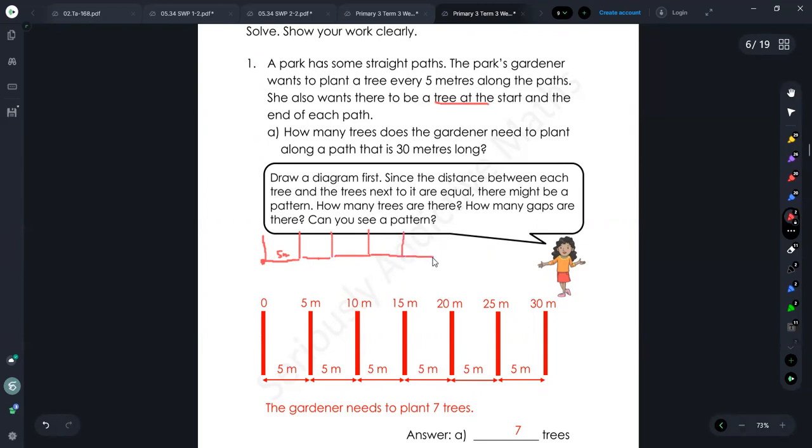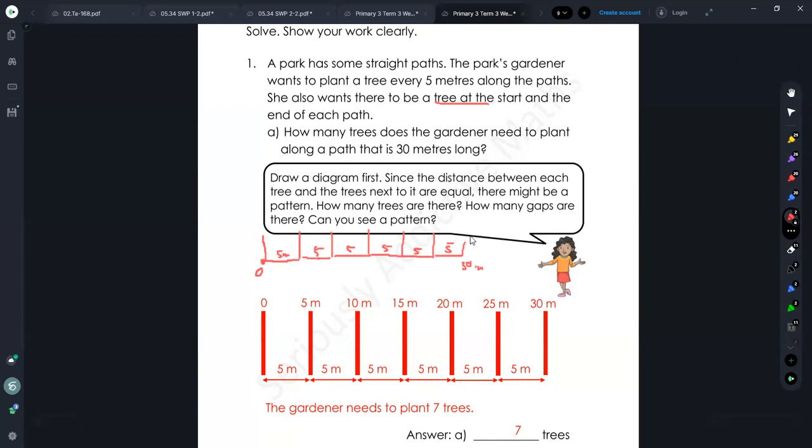20, 25, 30. So 5, 5, 5, 5, 5, and this will be at the 30-meter mark, and this will be starting from 0. And the question is, how many trees does the gardener need to plant along a path that has 30 meters, given that the gap is 5 meters. So if they draw this and then count in a manual way, 1, 2, 3, 4, 5, 6, 7, they get the answer 7.